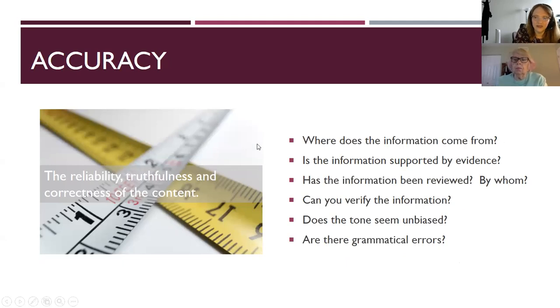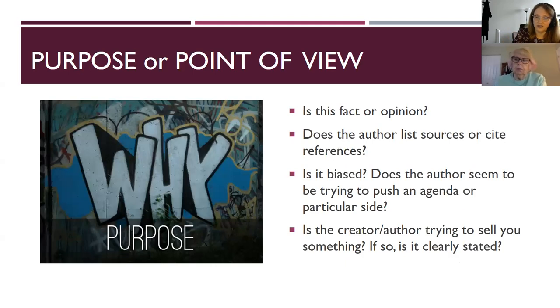And then again, the accuracy, really, for that, I just look to make sure there are sources. So that's how you can see the difference between a general internet search article and a research article. The general internet article may have no sources. You may not be able to find out who the author is. And then there's the purpose or point of view.